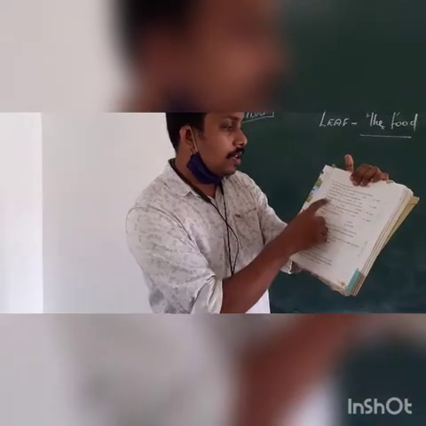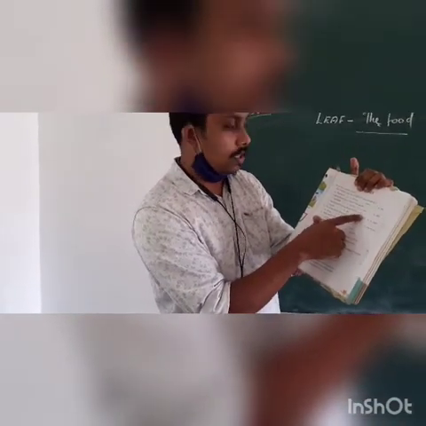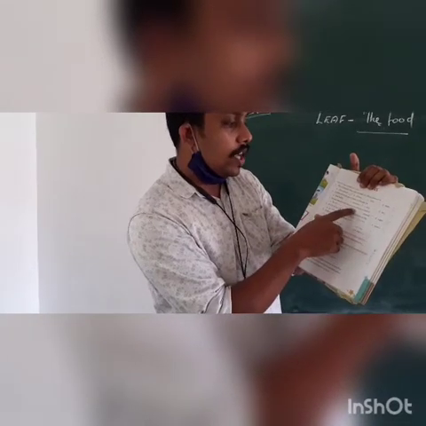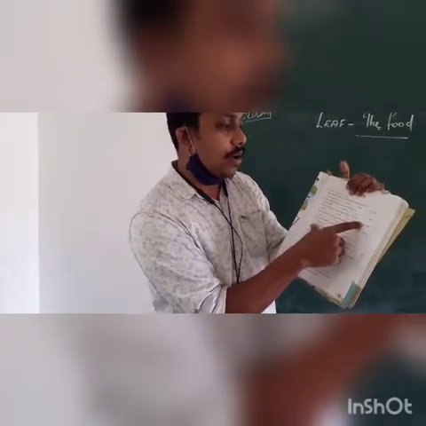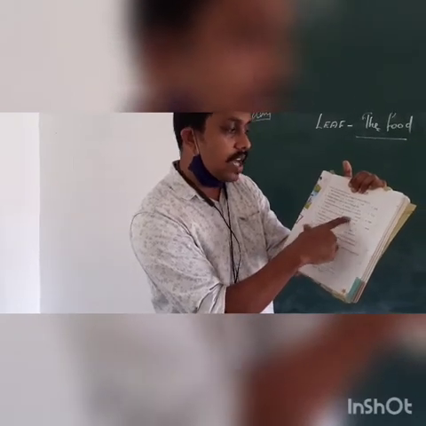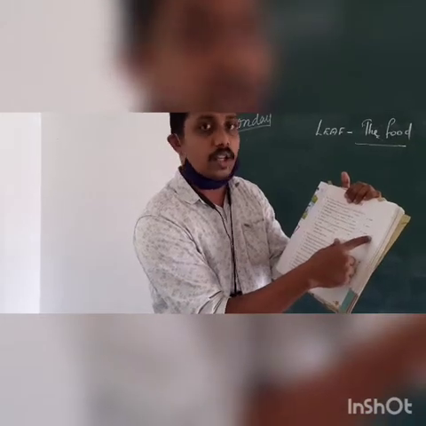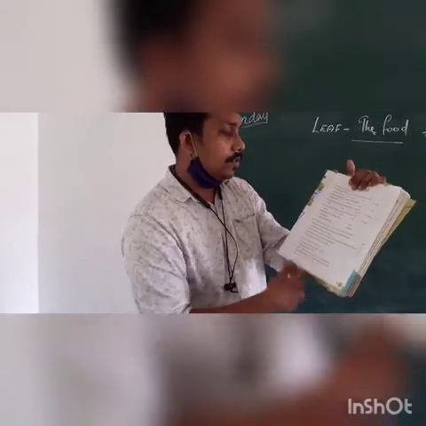Next question. The food prepared during photosynthesis is a kind of what? Four options: starch, gas, mineral and the last one is sugar. Answer is sugar.